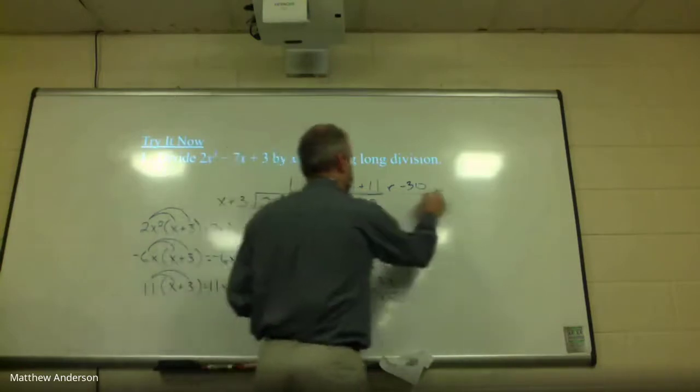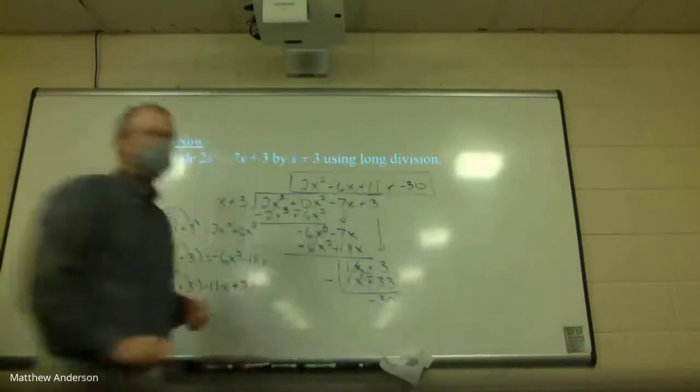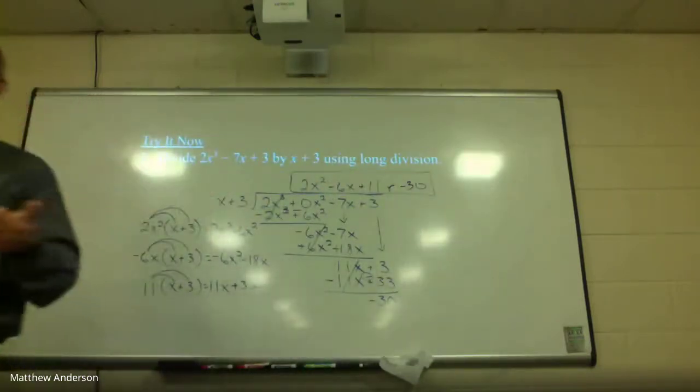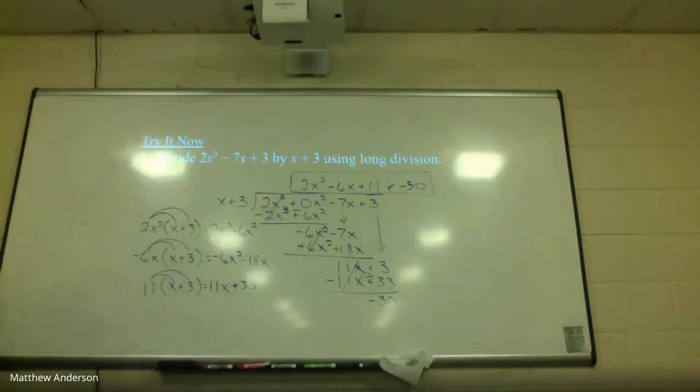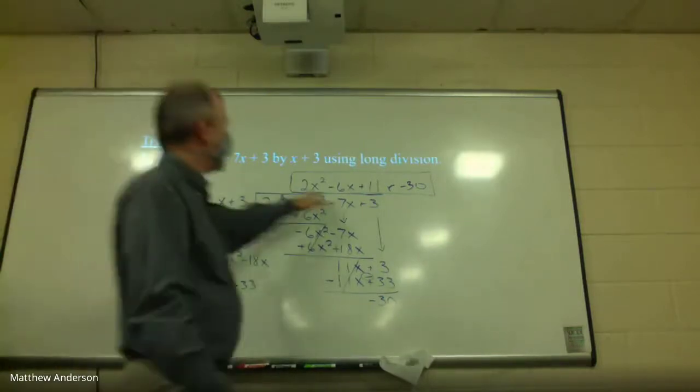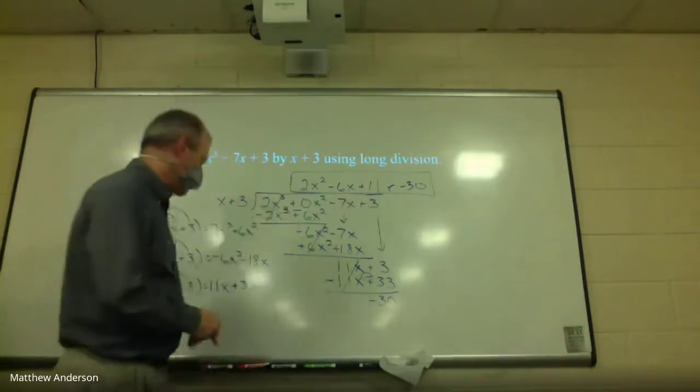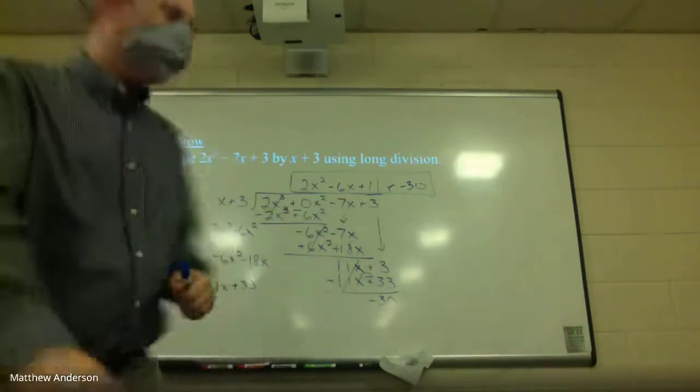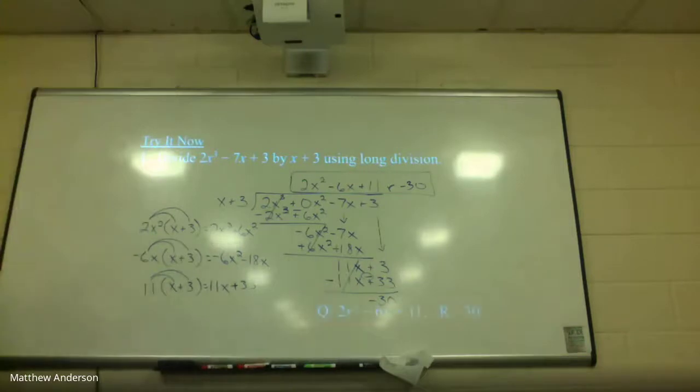That means that is our answer. So did it divide in evenly this time? No, because there was a remainder. Okay, so our quotient is right here, 2x squared minus 6x plus 11. And then our remainder this time was the negative 30.